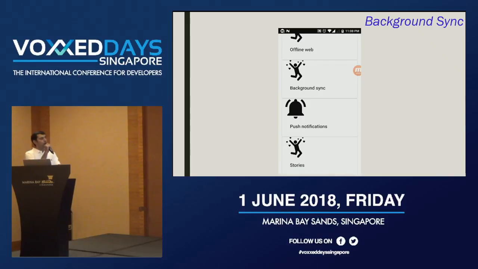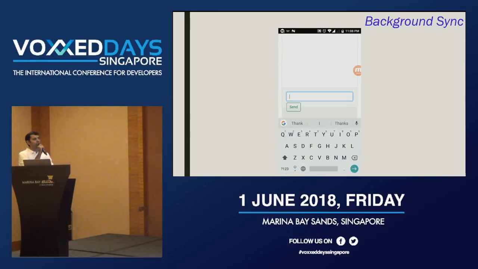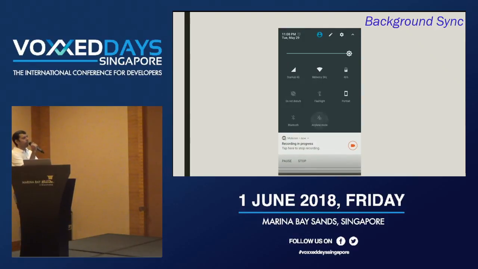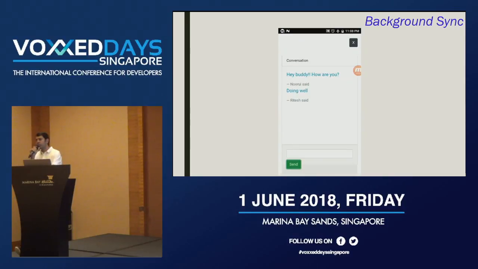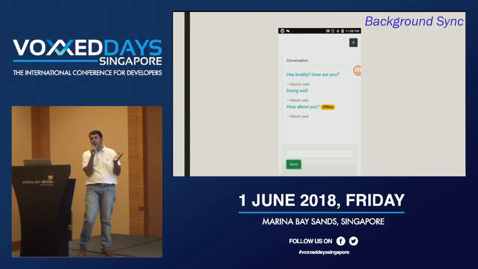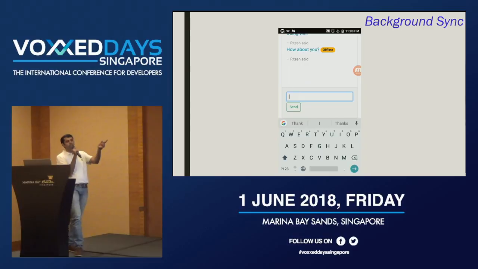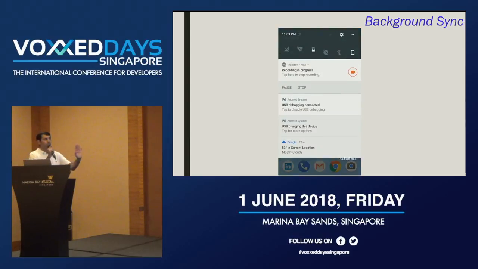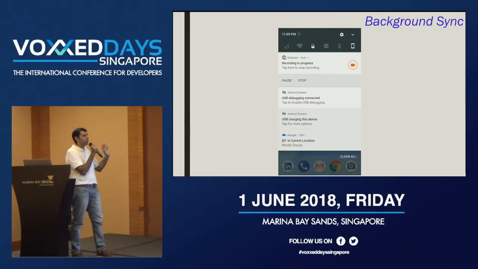This is a PWA, and we're just trying to replicate what a WhatsApp chat looks like. We're having a conversation here, and I go on airplane mode, which means I have no internet connectivity whatsoever. Then I'm sending messages where we are just having a chit chat, but it indicates that I'm offline. I don't have any internet connectivity. I keep on sending messages, it's fine, I don't care, I just close the application. Okay? And then I switch off my airplane mode.